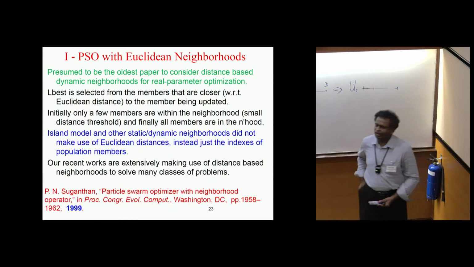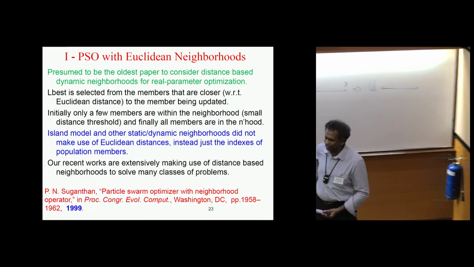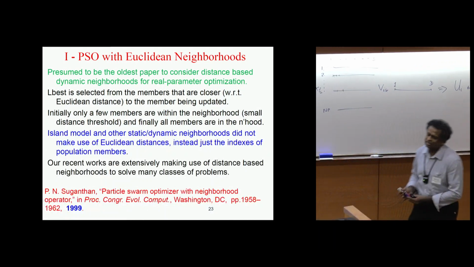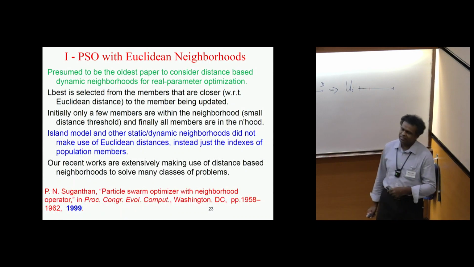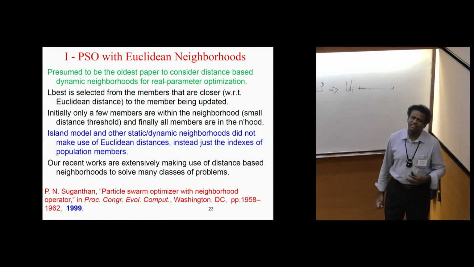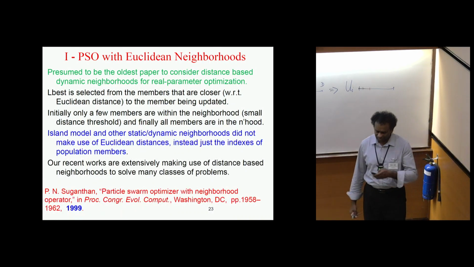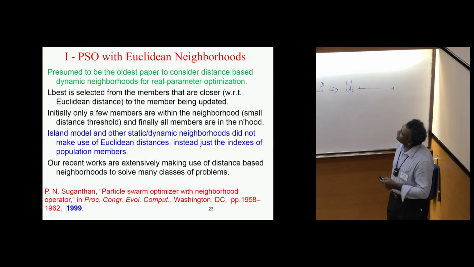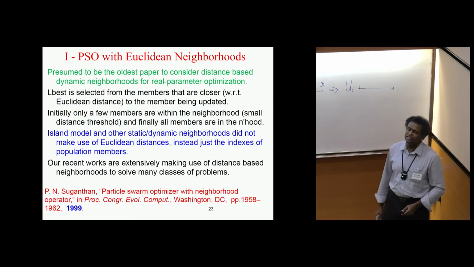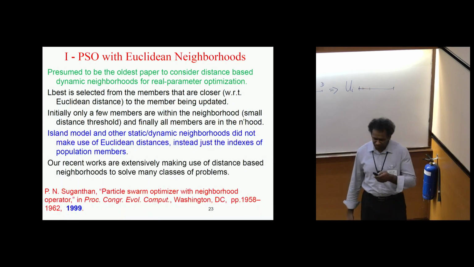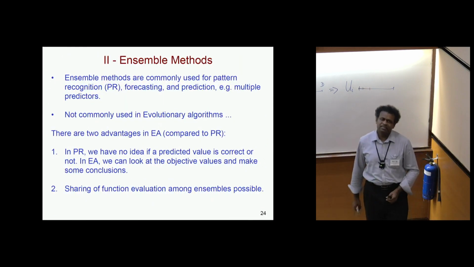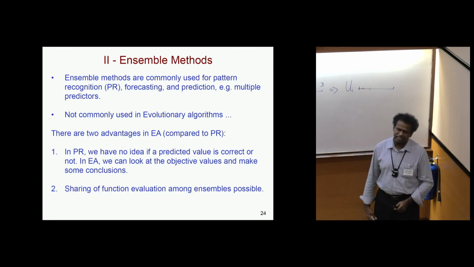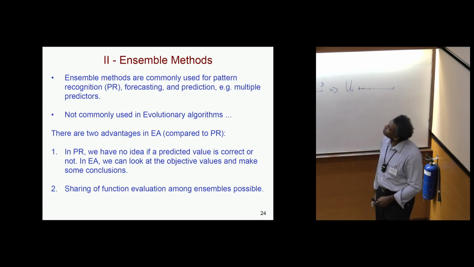Premature convergence problem is very severe for PSO. So, I did Euclidean distance based neighborhood in 99. This one is well cited because it is one of the earliest PSO papers as well. And this one uses Euclidean distance neighborhood. After this one, we did additional work on Euclidean distance based neighborhood. You can see them from my home page as well.